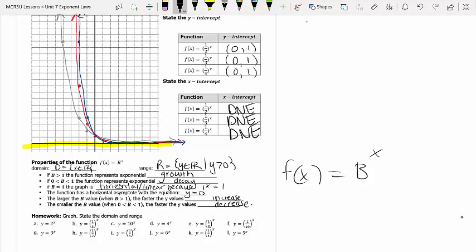Okay, so see if you can make sense of those simple properties of exponential functions, and then go ahead and try graphing and stating the domain and range of the following functions. You will graph using a table of values, just like we did in the lesson.